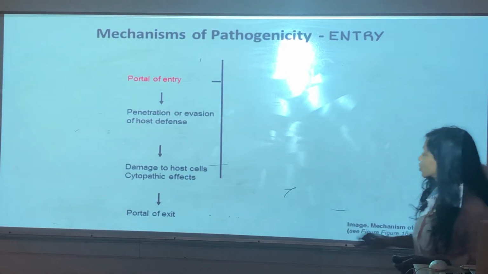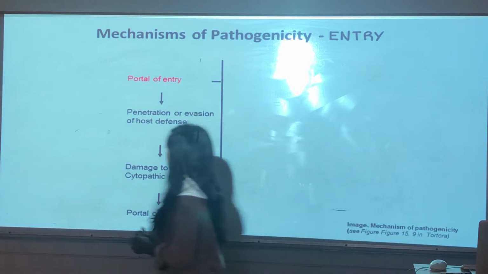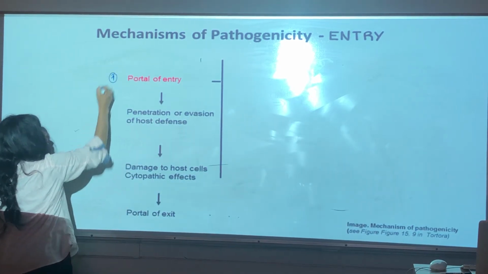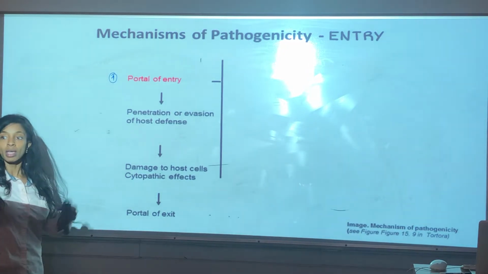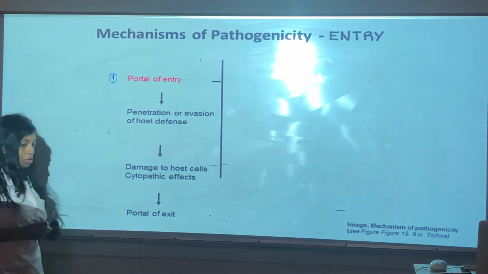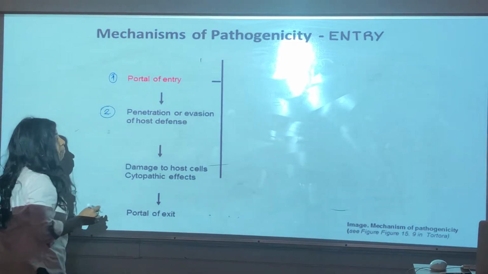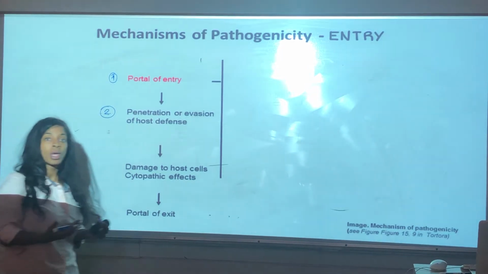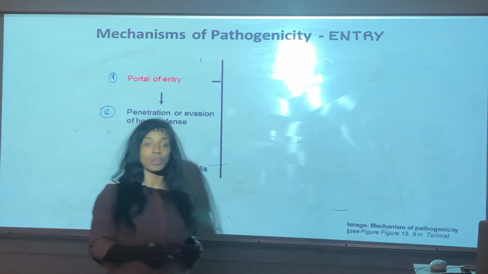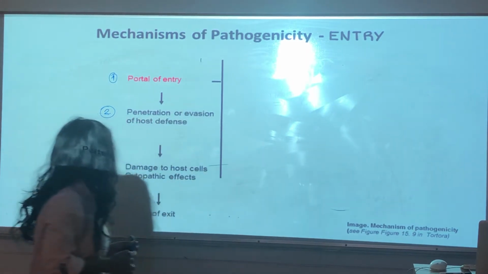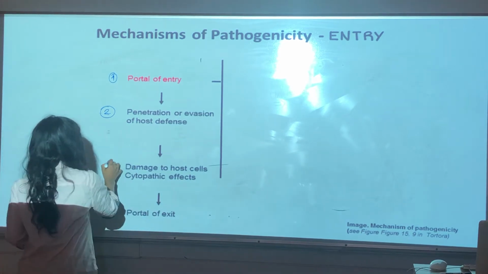Okay. So these are the steps for the mechanism of pathogenicity. We start at the portal of entry, which is number 1. So the microbe has to come in, and this is how they're going to harm their host. And the second one, then they have to get past all the immune system, all the immune defenses that we know and that we've discussed. And number 3, they then damage.